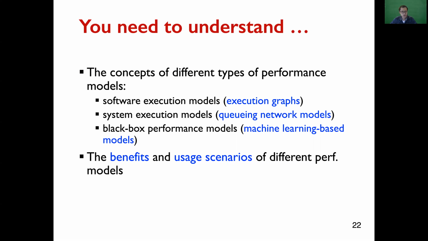For example, execution graphs are usually used at an early stage of the software development lifecycle, such as the architecture and design stages. So using execution graphs, you may be able to evaluate different architectures, find the best alternatives, and exclude the alternatives that cannot satisfy the performance requirements at an early stage, right?